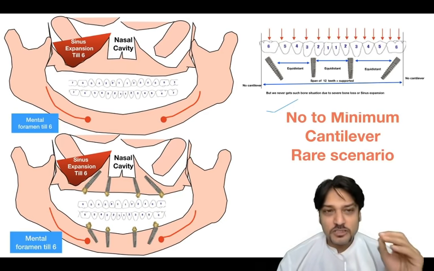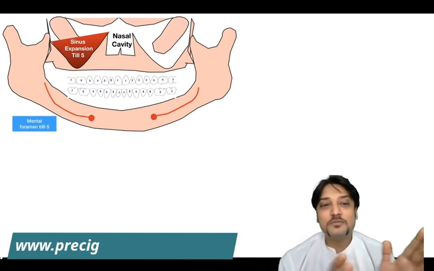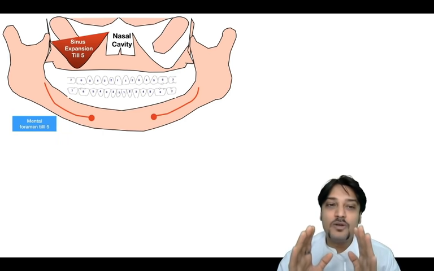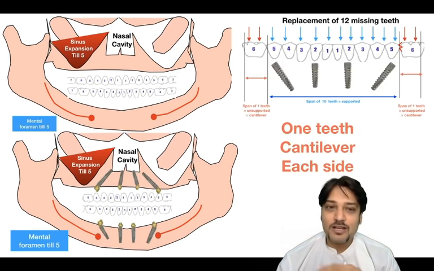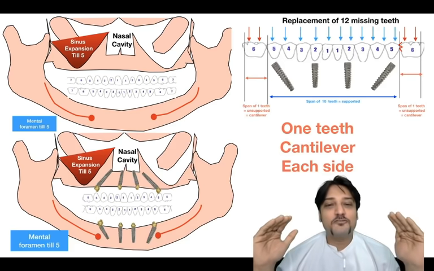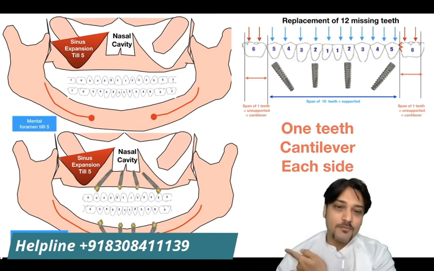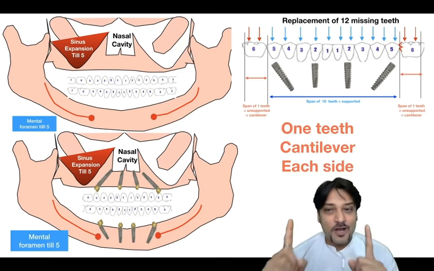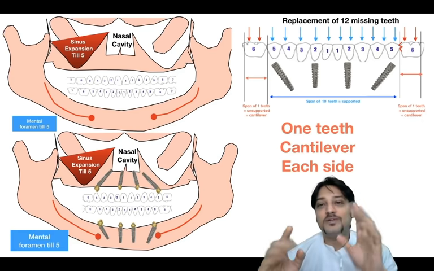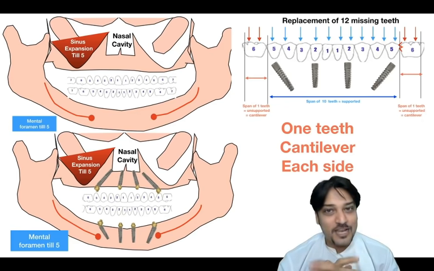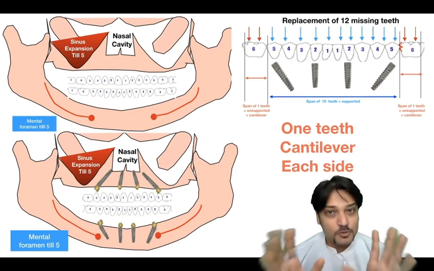The most common situation which we come across is a sinus which gets expanded till 5. That means the bone is available only in the region of the second premolar. So what is planned is placement of tilted implants in the region of the 5, which you can see next to me, and a one-tooth cantilever, which you can see above me, in the calculations. So in that situation, you are still getting a one-tooth cantilever. This is the most common situation.